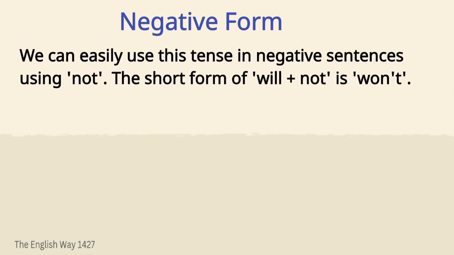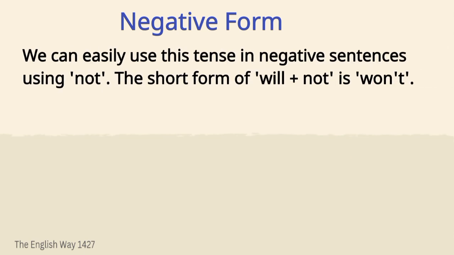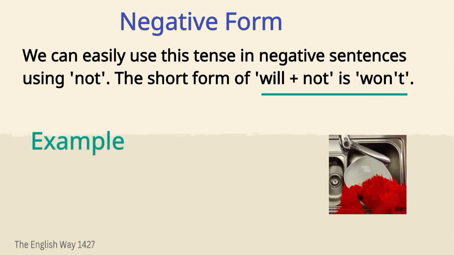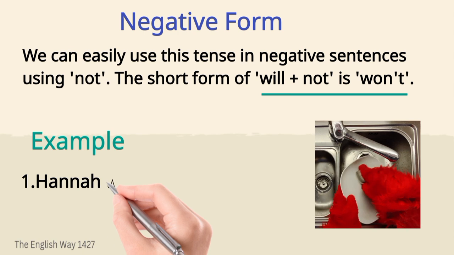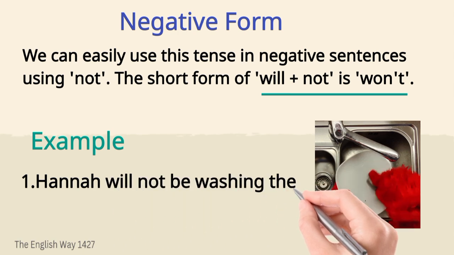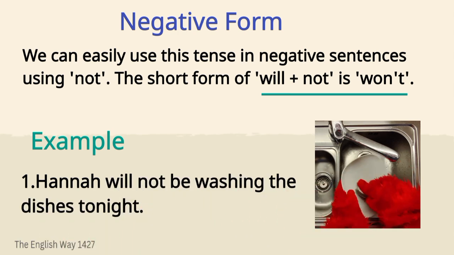Negative form. We can easily use this tense in negative sentences using not. The short form of will plus not is won't. Look at the example. Hannah will not be washing the dishes tonight.